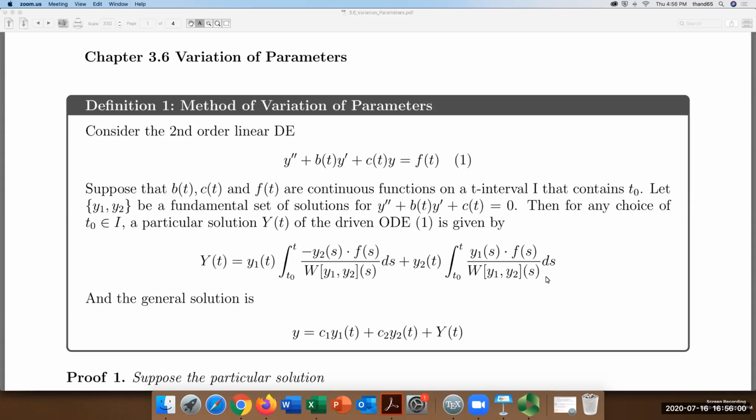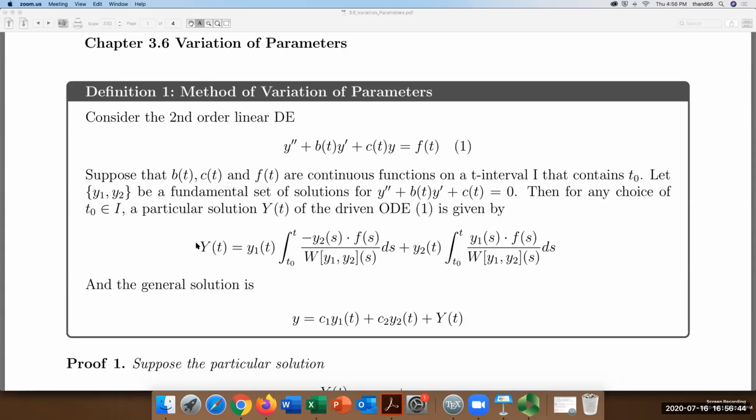And this is the formula for the particular solution of this differential equation using y1 and y2, which form a fundamental set of solutions of the homogeneous part. And pay attention to the formula here. y1 multiplied by the integral in terms of y2, f, and the Wronskian of y1 and y2. Plus y2 multiplied by the integral in terms of y1 times f of s and divided by the Wronskian of y1 and y2. One thing we want to pay attention to is that in the first part you have a negative sign, and in the second part you have a positive sign.